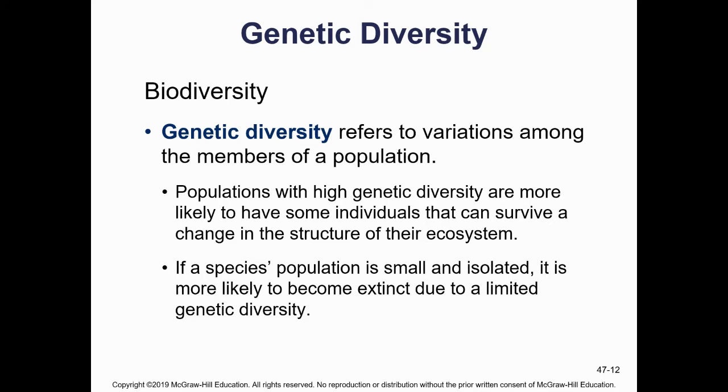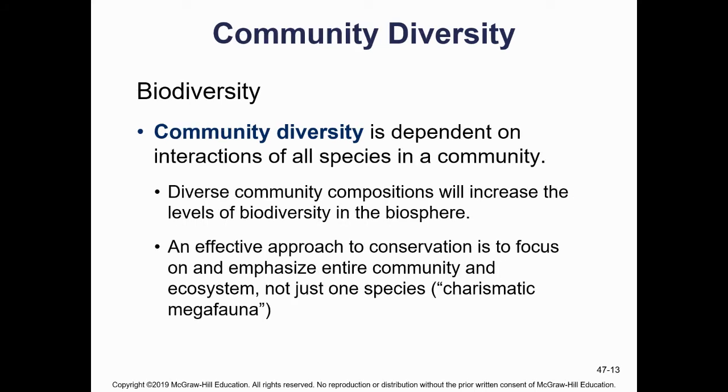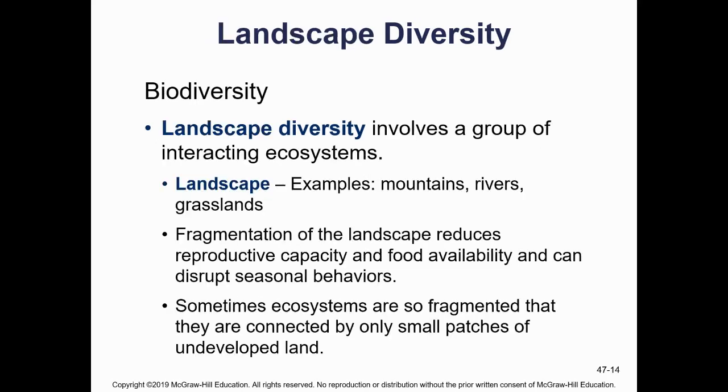So I already said this. Genetic diversity is the variations within the population, the molecular level. Community diversity, we're at the individual level, their interactions, but of communities, of all the different populations within an area. And then landscape diversity, how the landscape interacts. And if we disrupt any part of these, we have this whole trickle-down effect.